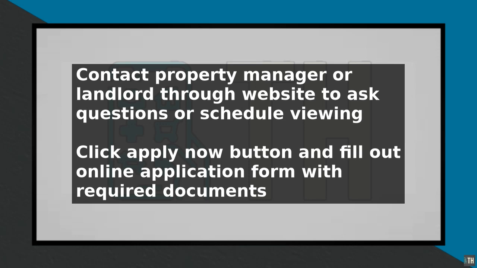To apply for an apartment, click the Apply Now button on the listing page and fill out the online application form. Be sure to have all required documents and information ready, such as proof of income, credit score, and rental history.